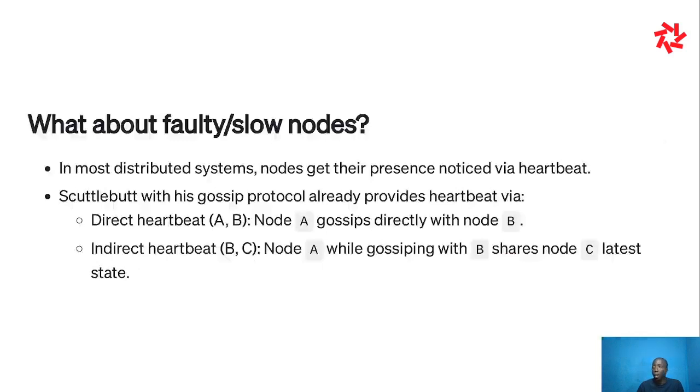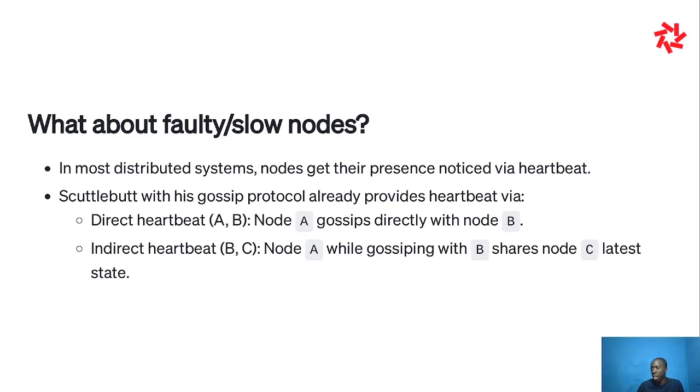Next, this is quite easy, right? But what about faulty nodes or slow nodes? In most distributed systems, nodes get their presence noticed via heartbeat. So Scuttlebutt is no exception. It does heartbeats, even though it might not be obvious at first sight.